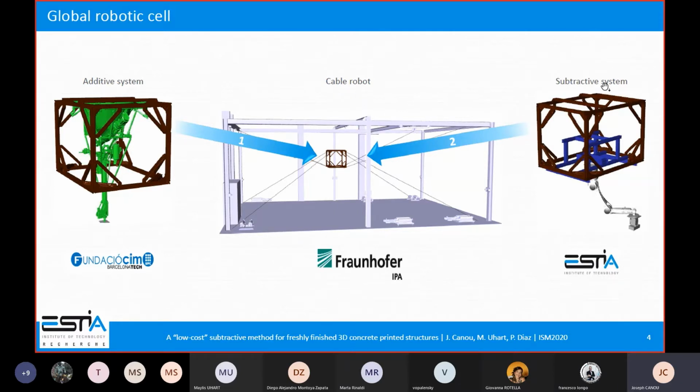So it's called all-in-one, but because of the material we are using, concrete, of course, we have to wait a minimum time before being able to do some subtractive action on it. So on this system, when we have finished to print, we can remove the additive system and we can plug the subtractive system and continue to work on. So it's a large scale because it's a large cable robot and we are able to print also large parts in different places.